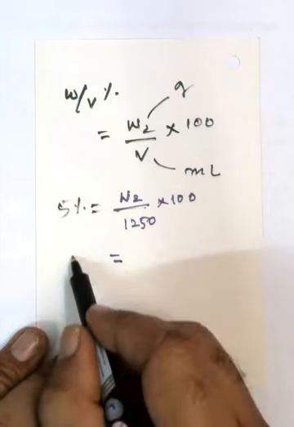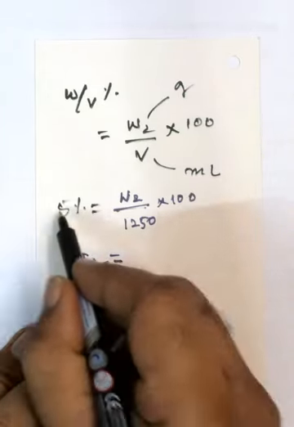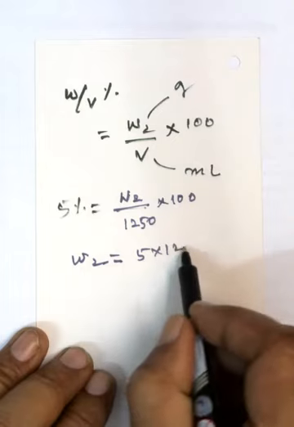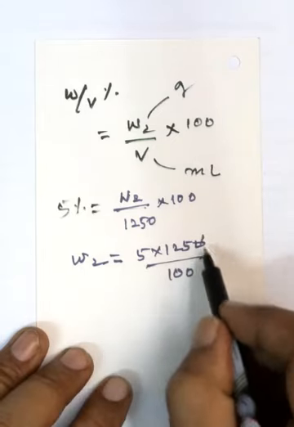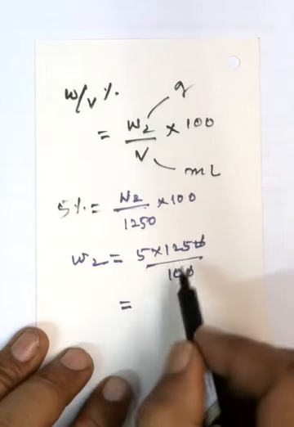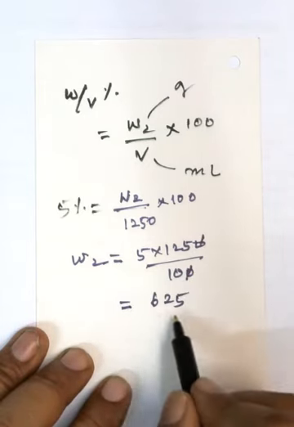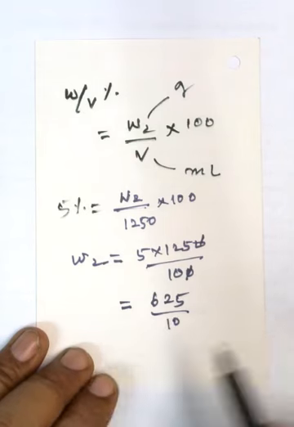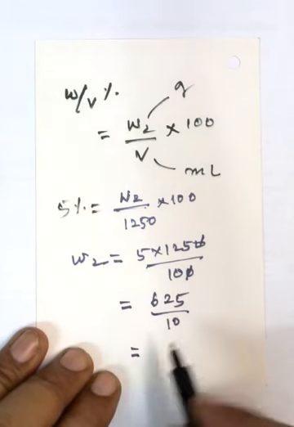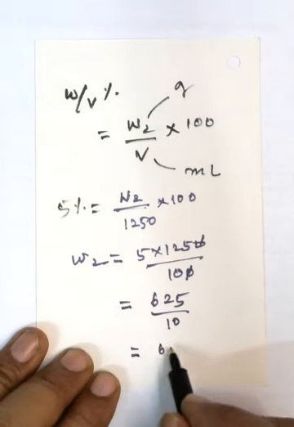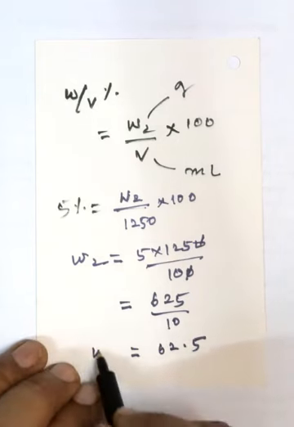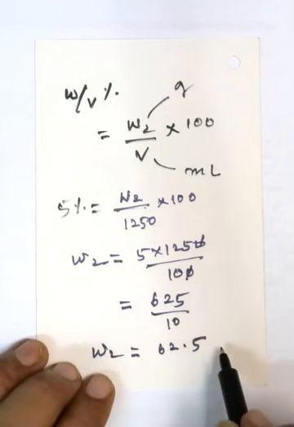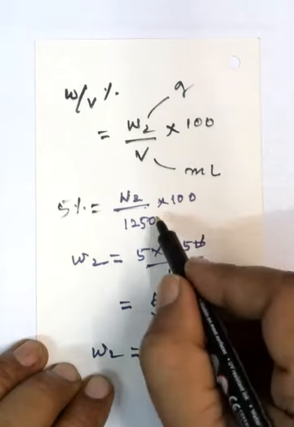So W2 is equal to 5 into 1250. You can bring this 100 here, so you can cancel this. Now divided by 10. So that means 62.5 kg. Okay, W2. If you want to declare this in gram, you can declare as 62.5 gram in 1250 ml.